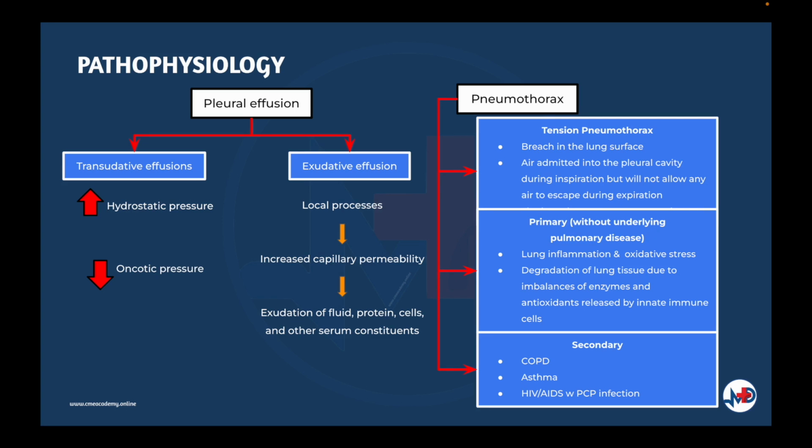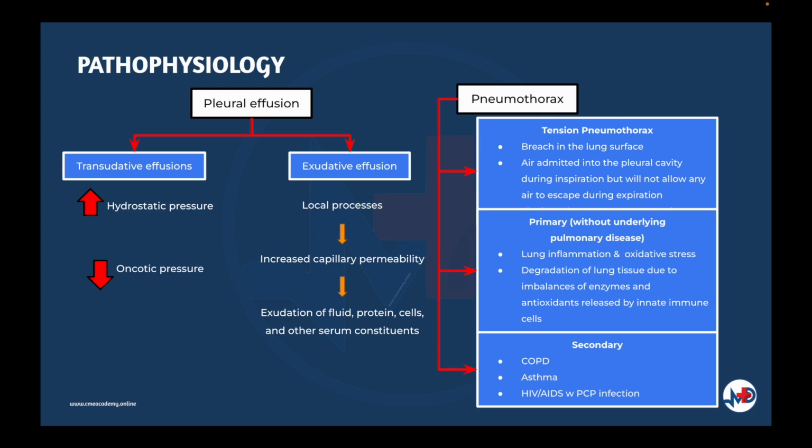For pneumothorax, it can be tension, primary or secondary pneumothorax. In tension pneumothorax, there is a breach in the lung surface which will admit air into the pleural cavity during inspiration but will not allow any air to escape during expiration. The breach acts as a one-way valve.